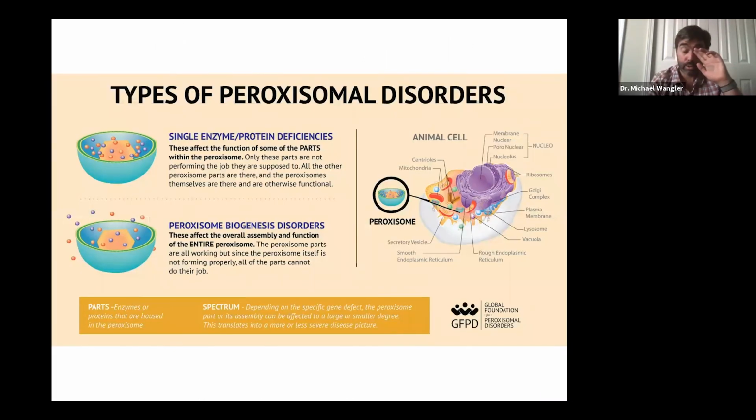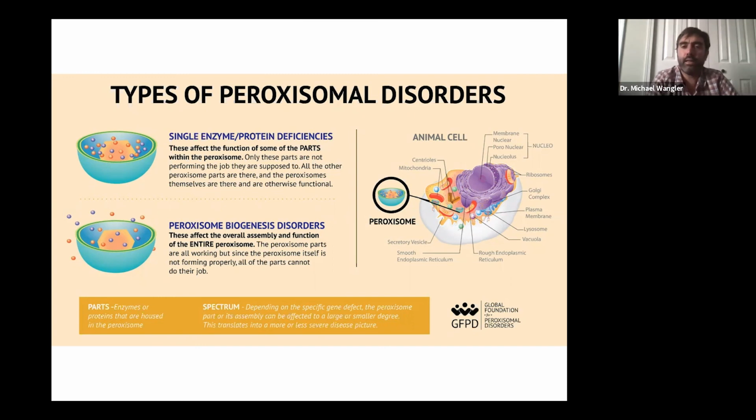That's summarized here, where we say there are single enzyme or protein deficiencies, and that's basically affecting a part of the peroxisome. So only a part of the peroxisome is not performing the job that it's supposed to do. All the other things are there. When we do tests, we see, well, this part looks okay, this part looks okay, but this part is defective. And then in the biogenesis scenario, we see effects in the entire assembly of the peroxisome. The peroxisome itself is just not being made properly, it's not working, or the targeting is not working. So that explains the two major classes that we talk about.